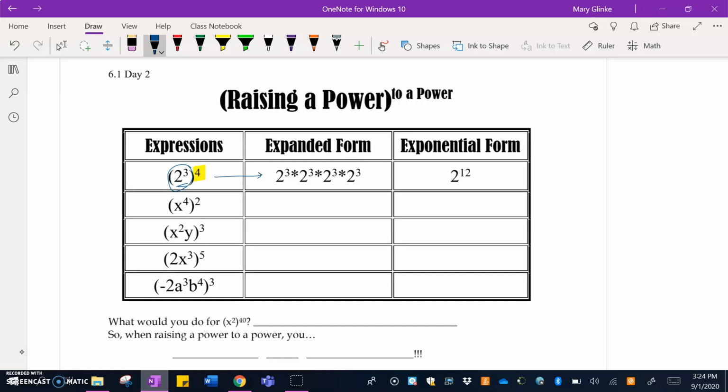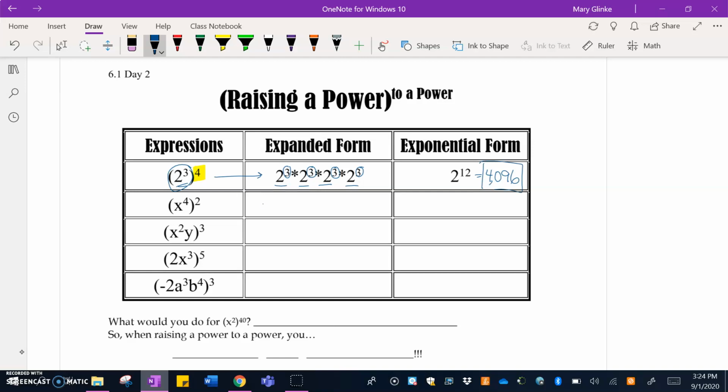So over here you'll notice that 2 to the third power appears 4 times and it's being all multiplied out. And then once it's written like this, from yesterday we learned that we can take and add your exponents. So 3 plus 3 plus 3 plus 3 equals 2 to the 12th, which is 4,096 overall.